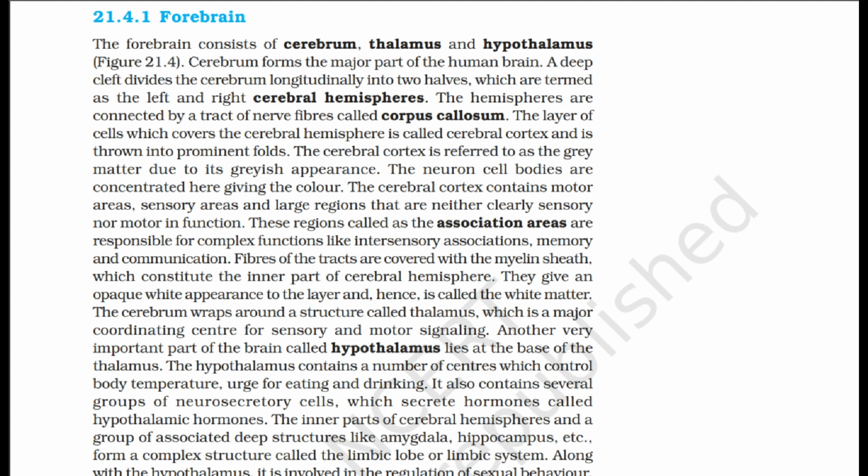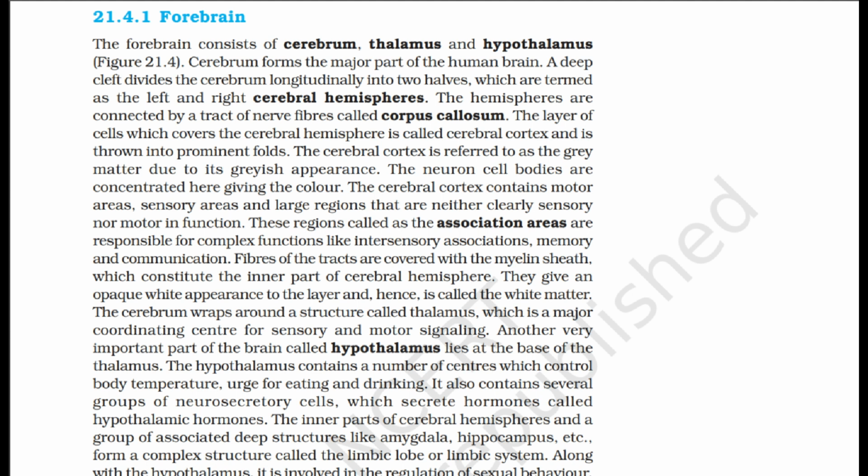The hypothalamus contains a number of centers which control body temperature, urge for eating and drinking. It also contains several groups of neurosecretory cells, which secrete hormones called hypothalamic hormones.